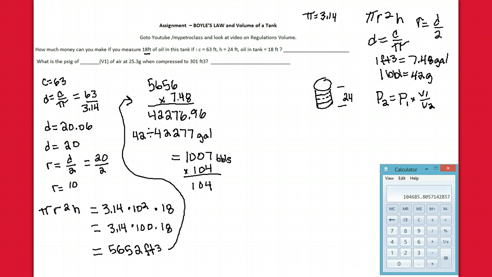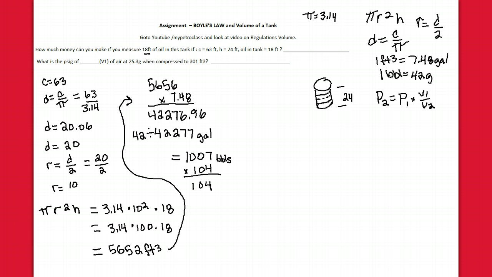104,686. And that's how much money is in that tank. So that's the answer to this first one right here: 104,686. All right, moving right along.